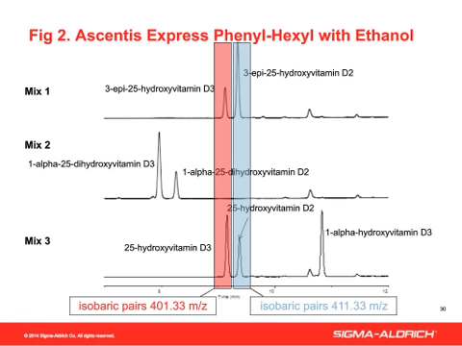So the pair in red represents the isobaric pair of the 25-hydroxy D3 and the epimer. You can see here on the phenylhexyl stationary phase, we have direct overlap of those compounds. So this method is not capable of resolving the epimer from the 25-hydroxy D3. In the same case, we are also monitoring the 25-hydroxy D2 and the epi 25-hydroxy D2. And again, we could not resolve these epimers from the 25-hydroxy D2 under this stationary phase.